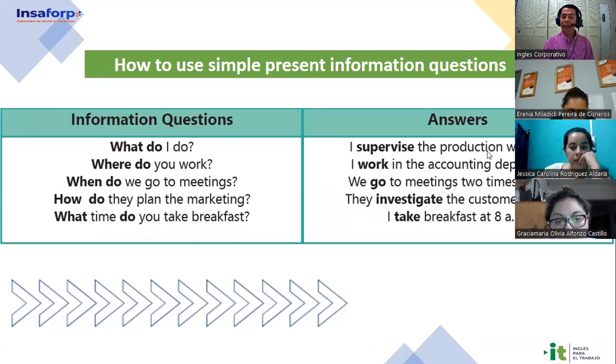When I say what, notice that I say, I supervise the production. Eso es lo que yo hago. I supervise. Where do you work? In the accountant department. Notice here in this case, the accounting department is the place.